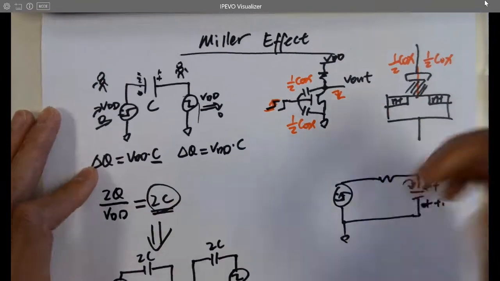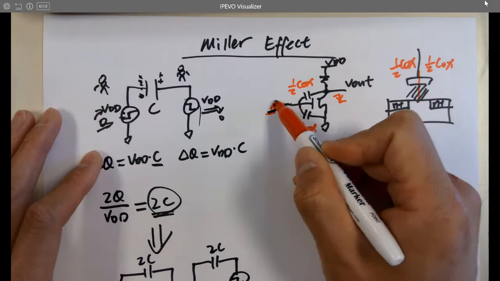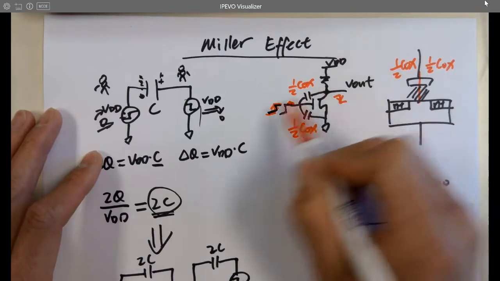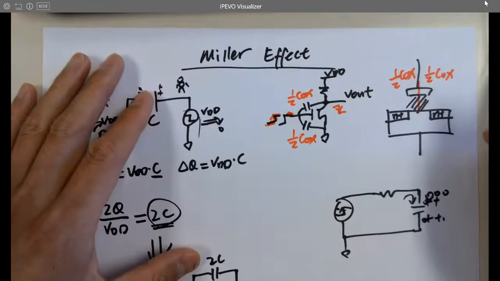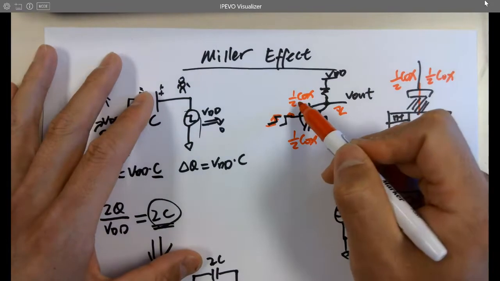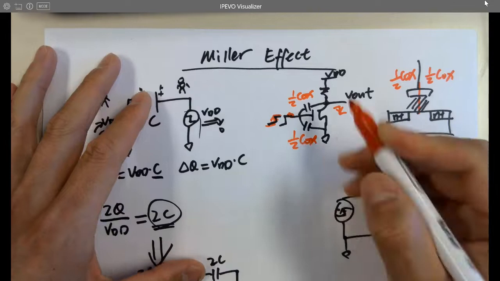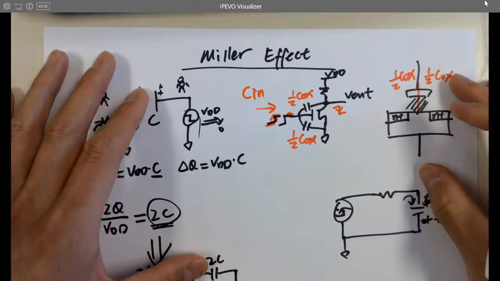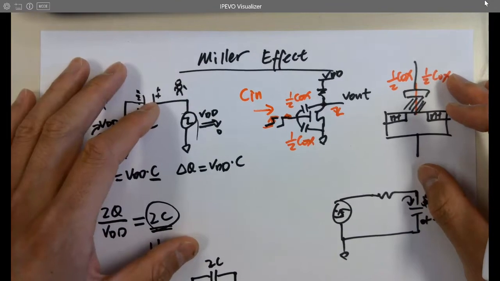So what's the effective capacitance if you look into this node? Looking inside, looking into it. It's going to be twice as much as this one, right? Plus this one. Yeah. So if you consider the Cin is the input capacitance of the inverter.